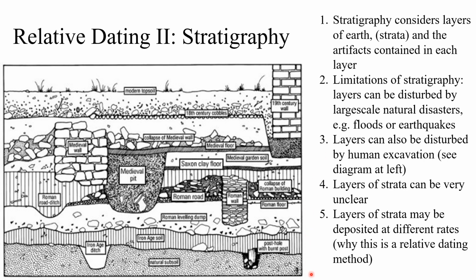Additionally, layers of strata can be very unclear, far more unclear than they are in this diagram. Additionally, layers of strata may be deposited at different rates, which is why stratigraphy is a relative dating method. It helps archaeologists estimate which artifacts are older than others and which artifacts are more recent.